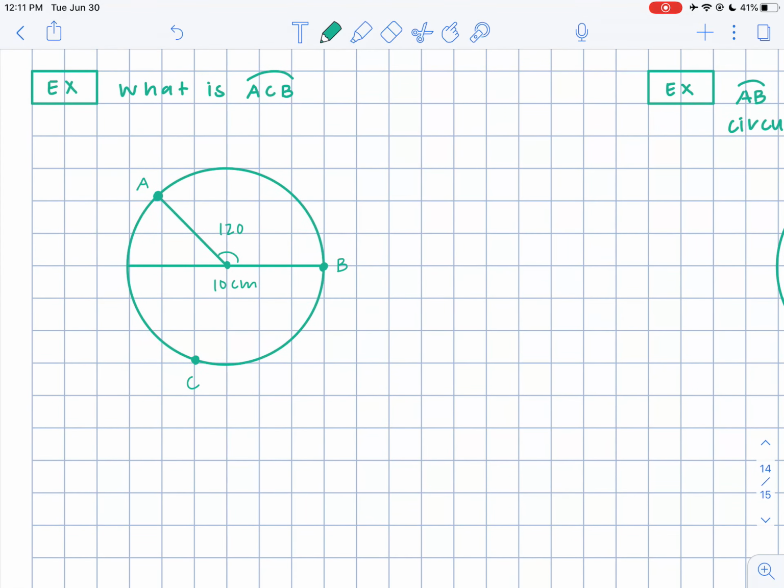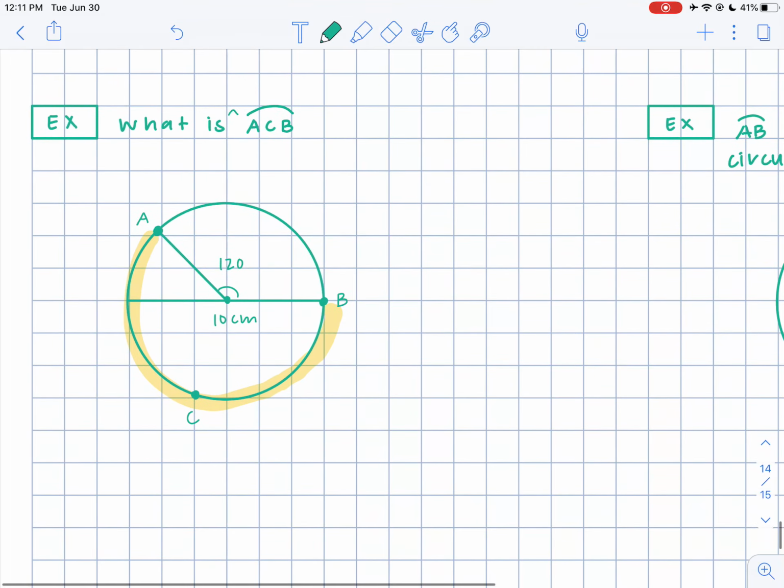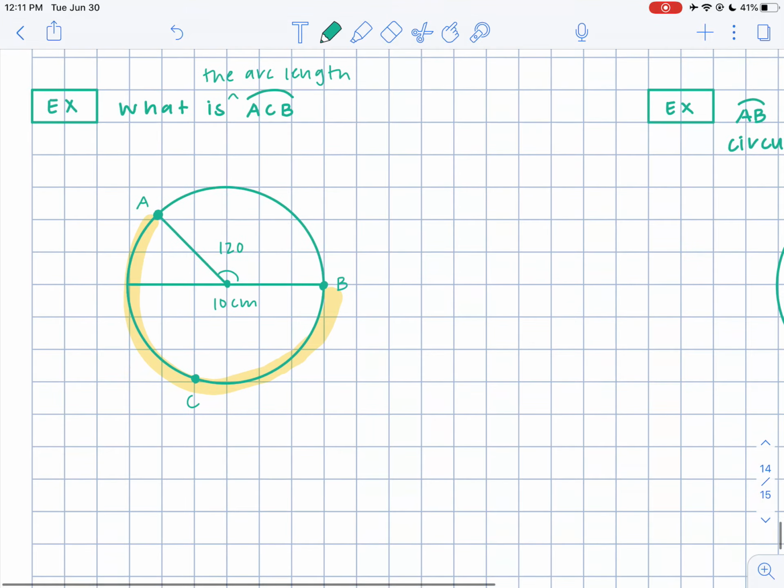Let's look at these two examples. I'm going to zoom in so you don't get distracted by the other one. This is asking, what is the measure of arc ACB? So ACB is this arc. So this is the major arc. And we want to know the measure. Sorry, I should be more specific. What is the arc length?